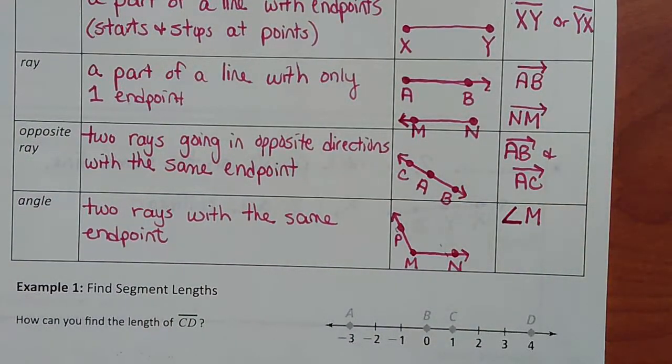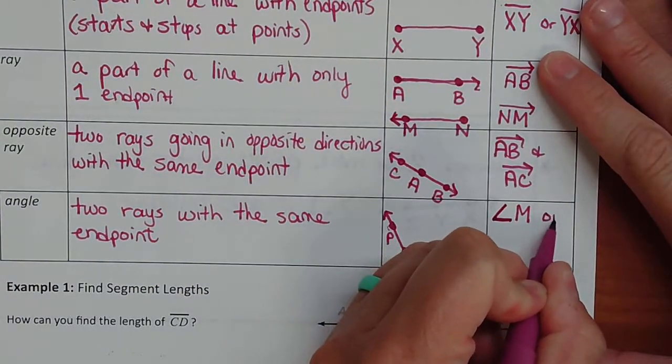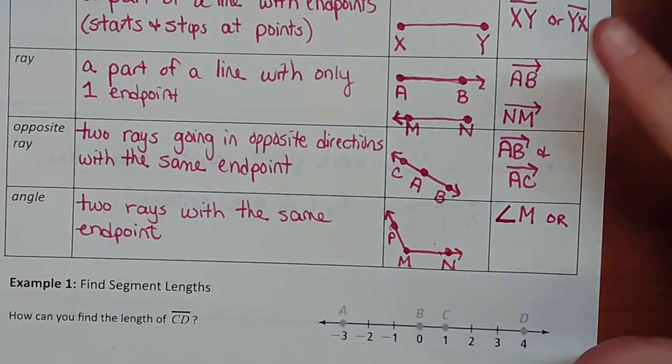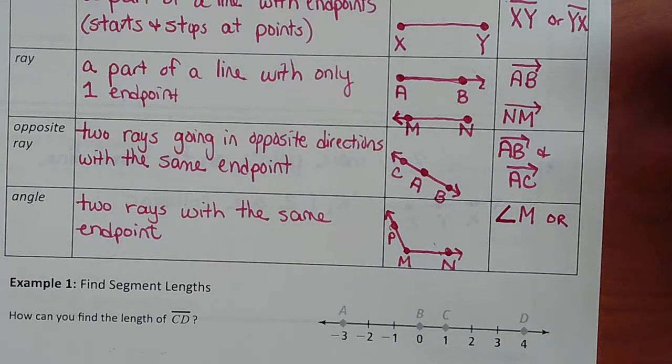That's one way that you're going to see it named. The other way that you're going to see it named is by using all three letters.